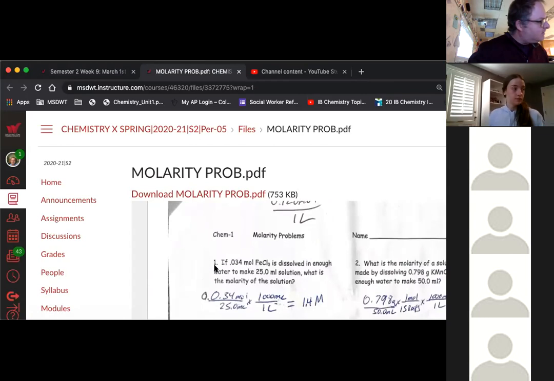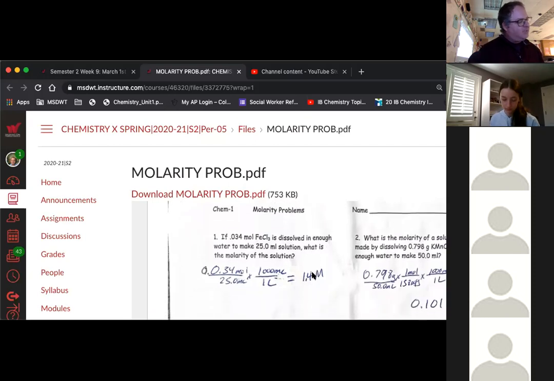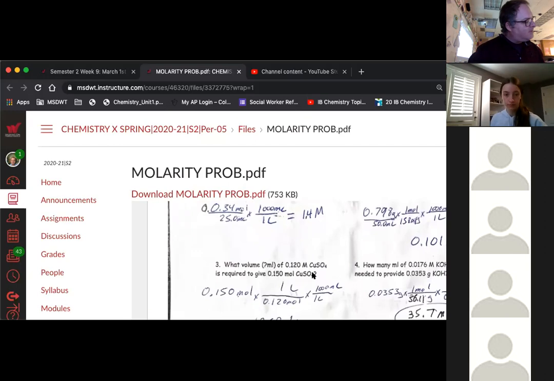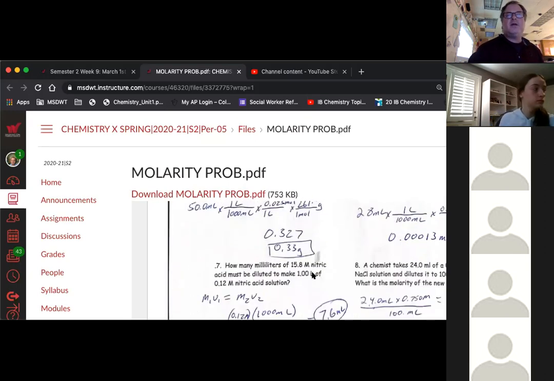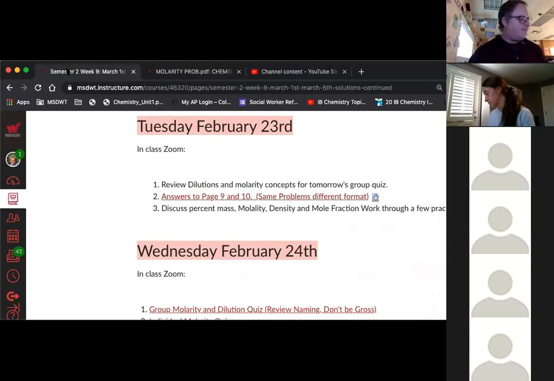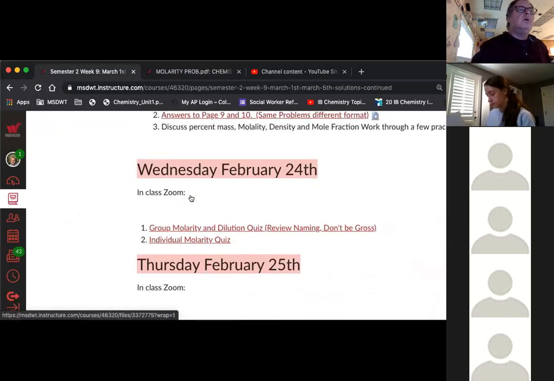If you take a look, it says, if 0.034 moles of iron 3 chloride is dissolved in enough water. I've just changed the format so that they're not side by side. They are the same problems though. So just keep that in mind. If you look at it real quick, you might be like, what's this? They are the same problems. So don't overthink it just because they don't look the same.